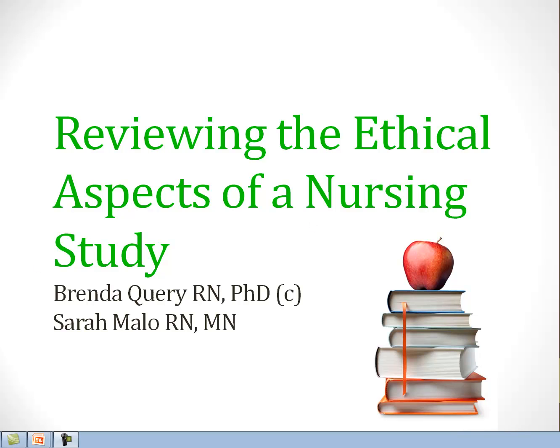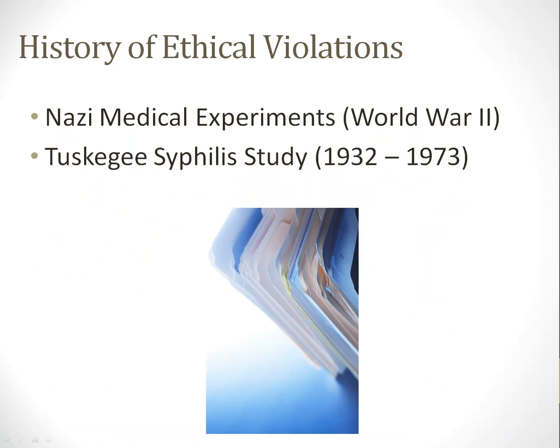Okay, so the first thing we're going to talk about is the history of ethical violations. The establishment of institutional review boards occurred in response to unethical research projects in the past. The best known examples include the Nazi medical experiments and the Tuskegee syphilis study. The Nazi experiments occurred during World War II.